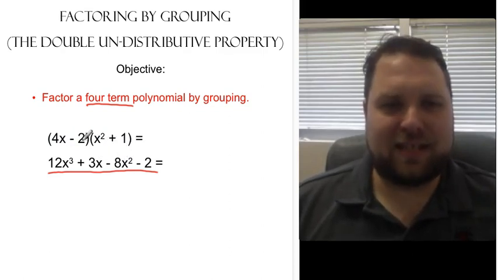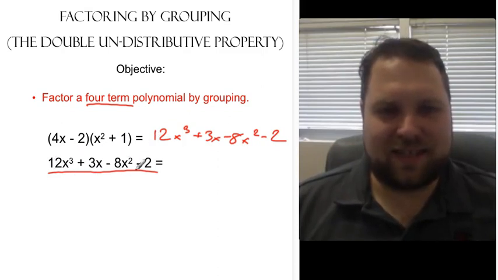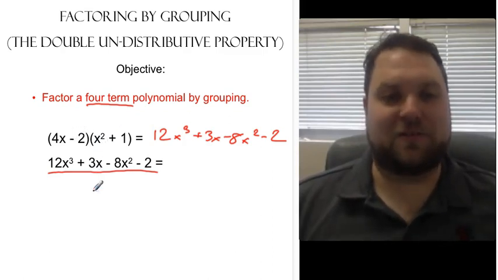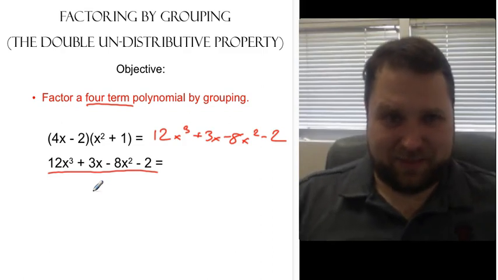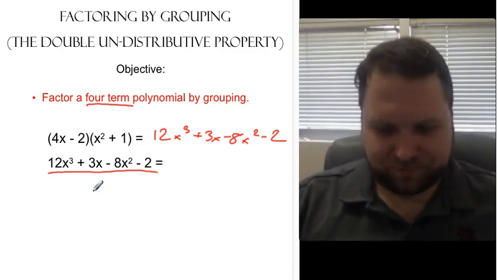And as you might guess, if I were to multiply out these two binomials, I would get 12x cubed plus 3x minus 8x squared minus 2. And so our job is to take this and turn it back into this right here, to double undistribute. You'll see what I mean by that more in just a second.